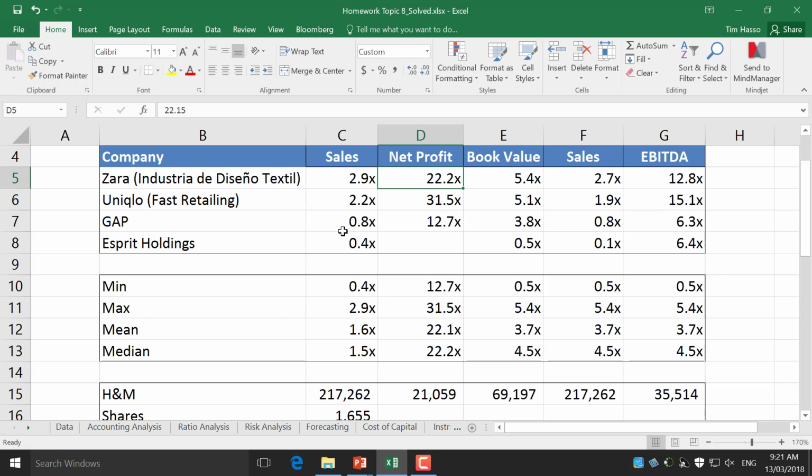So I see that the multiples for Zara and Uniqlo, if I look at all these multiples, are pretty similar to each other. They're different, but they're at least closer to each other than Gap or Esprit, which tells me a bit about the fact that perhaps Zara and Uniqlo are similar to each other, and Gap and Esprit might be more similar to each other than the other two.